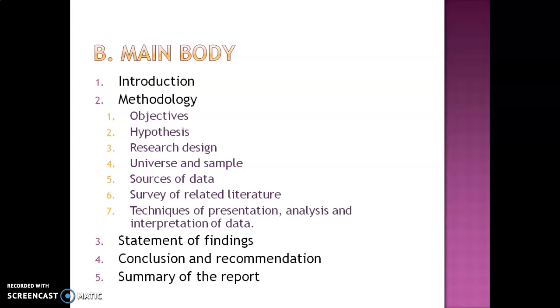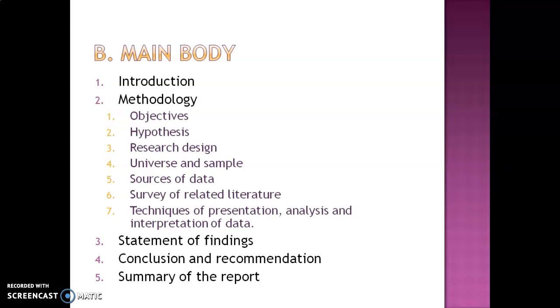Then the next one is the methodology part. The methodology part will contain the following things, that is the objective, the hypothesis, the research design, the universe and the sample, the sources of data, then the survey of related literature, the techniques of presentation, analysis and interpretation of the data. All these details we have learned in detail throughout the year. So I hope you are clear about all these terms.